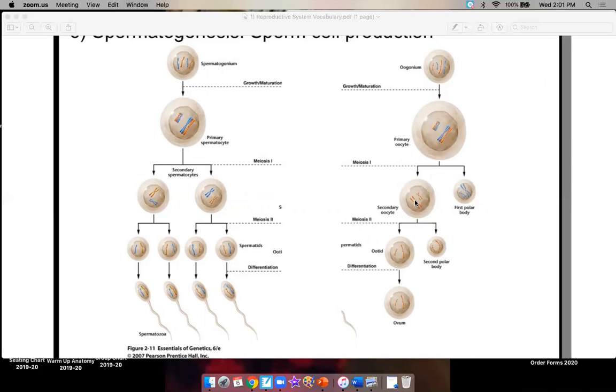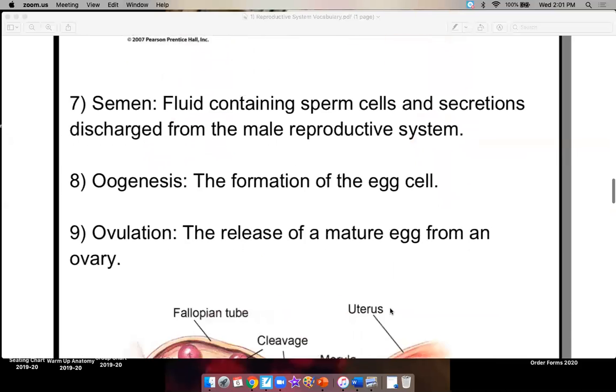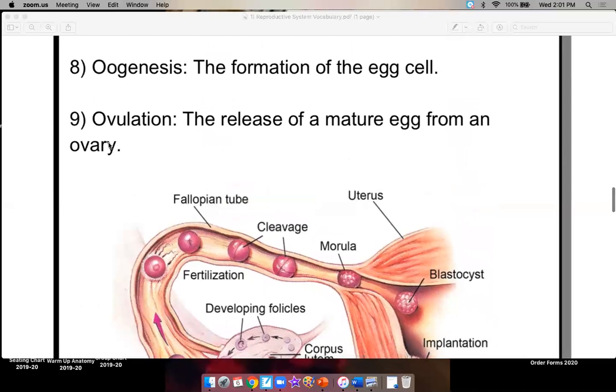This one is going to split again. And again, it's going to take from this side. This is going to be another polar body. And this is going to get all the good stuff. So in the end, you get one good ovum or one good egg. Men like quantity. Ladies, you like quality. Right. That was oogenesis.